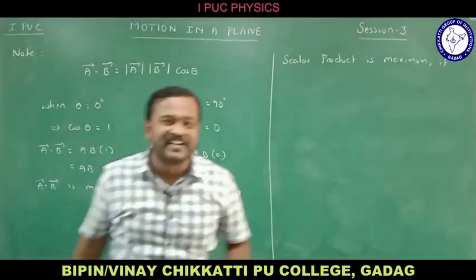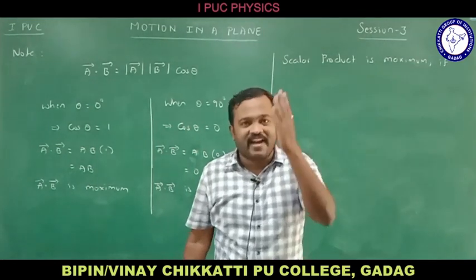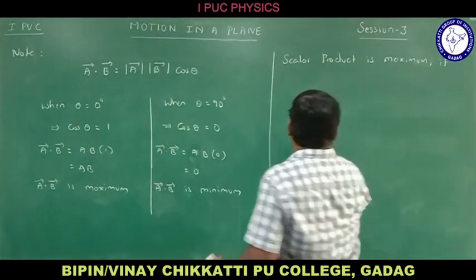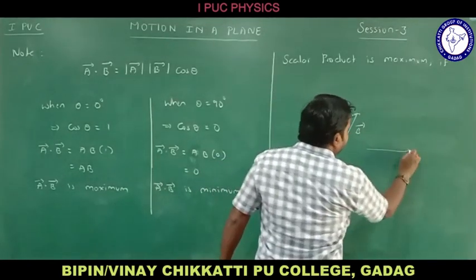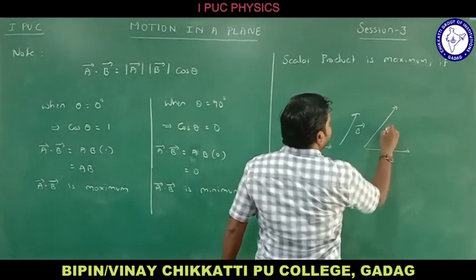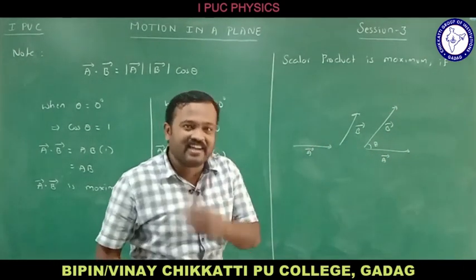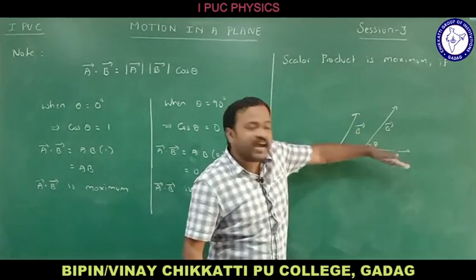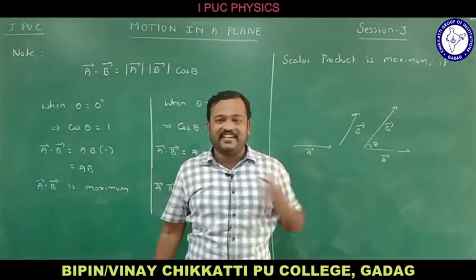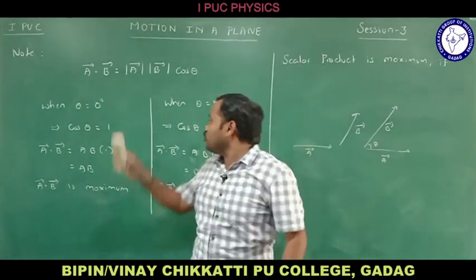What is the meaning of theta equal to 0? Theta is the angle between A and B. Okay, I think you understand that, right? This is A vector, I took, and this is B vector. This is A and this is B, and theta is the angle between A and B. What is the meaning of theta equal to 0? Theta equal to 0 means A and B are parallel to each other. Right? If A and B are parallel to each other, then theta is equal to what now?